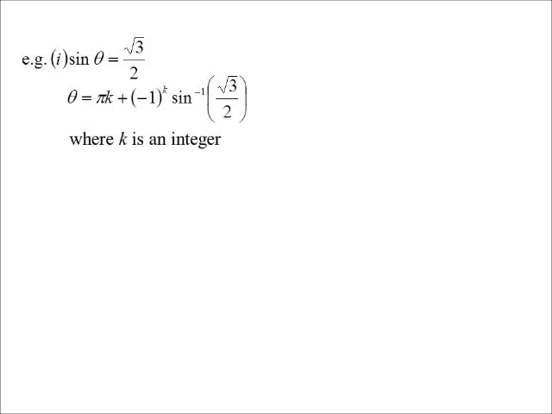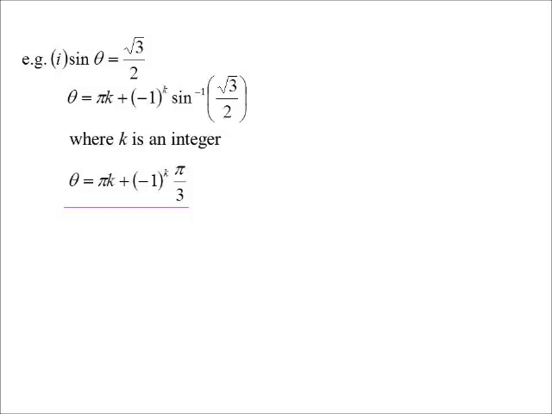Right, so we get a question like this. Sine theta is root 3 on 2, pretty standard sort of question, but this time they haven't said in between 0 and 360. So I'll go, okay, there's my general solution: pi k plus negative 1 to the power of k, inverse sine of root 3 on 2. Now I know what the inverse sine of root 3 on 2 is, so we'll write it as pi k plus minus 1 to the power of k times pi on 3.